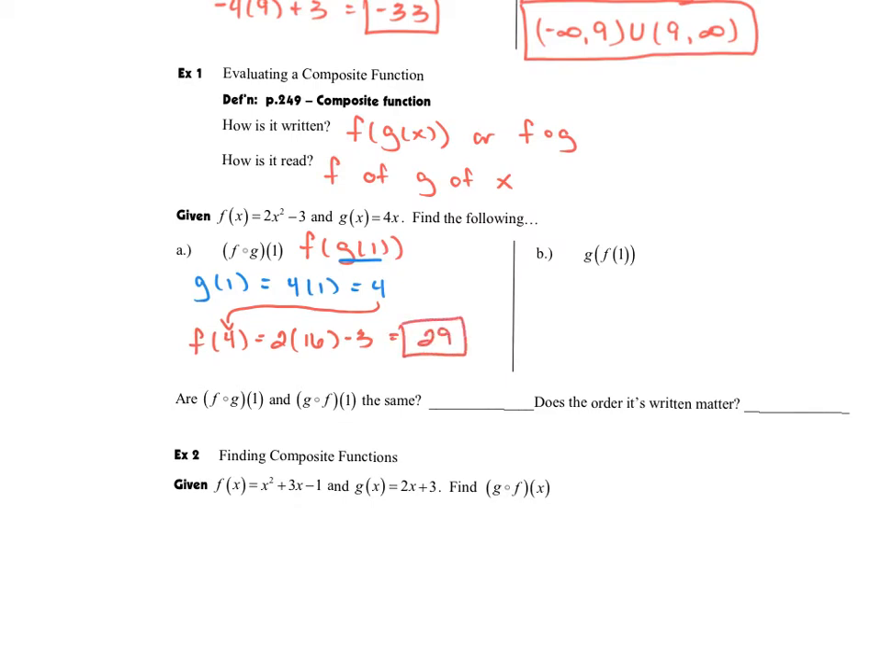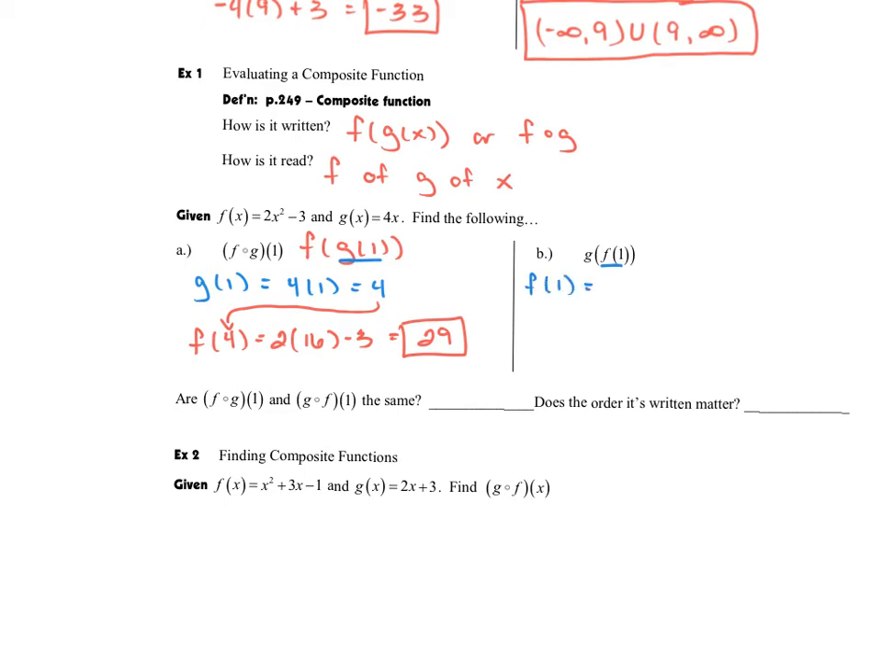I can flip this same direction around, and notice I wrote it the other way this time, but I can flip this around, and now I have g of f of 1. So again, we're going to work from the inside out. We're going to find our f of 1 first. So let's find f of 1.